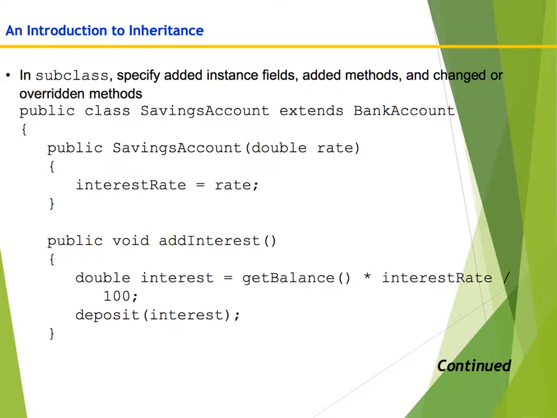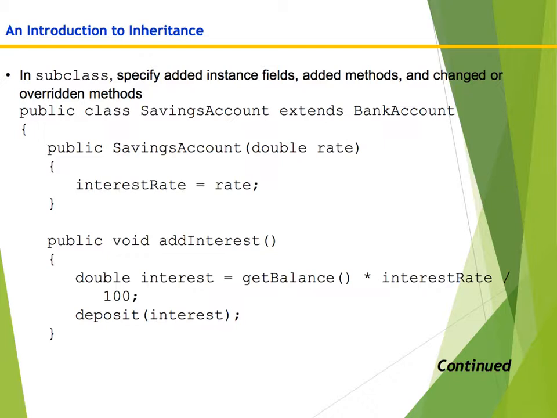So let's take a closer look at the example that we just saw. In class SavingsAccount, which extends BankAccount, we need to specify the added instance fields and methods that are not in the BankAccount and are not inherited from BankAccount. For example, the SavingsAccount needs its own constructor. So here we write the constructor for SavingsAccount, which gets rate as an input. Rate is a double, and it basically specifies the interest rate of the savings account. You know that not all accounts have an interest rate. That's why the interest rate, which is specific to SavingsAccount, has to be defined here inside SavingsAccount.